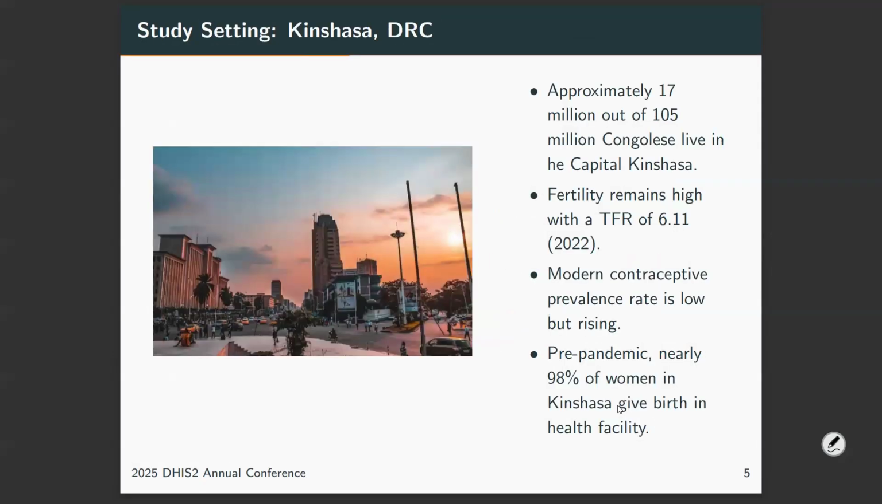So the setting here is Kinshasa itself. Kinshasa is the capital of the DRC. 7 to 17 million people live there. It's an enormous place. It's a place where the fertility is very high. The total fertility rate pre-pandemic, around the pandemic, was over 6, so that's quite high. Modern contraceptive prevalence was low, but it was definitely on the incline. And what's also really interesting and a bit unusual is that facility delivery rates are actually incredibly high in the DRC, in Kinshasa in particular. So 98% of women give birth in facilities. And so if we were to see changes in fertility, we should expect to see them in births.